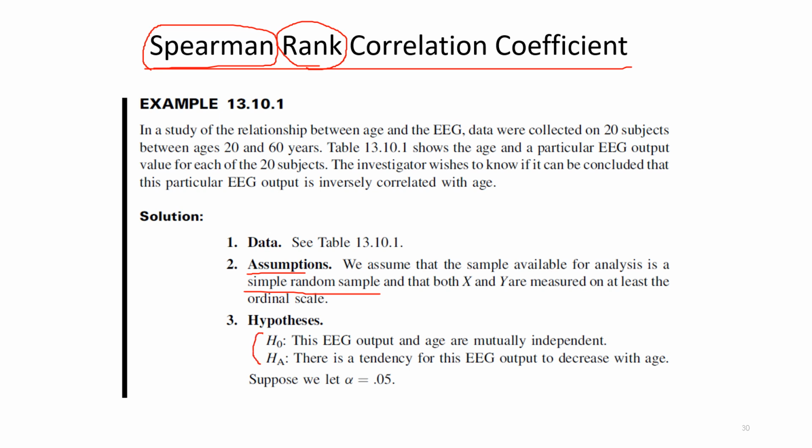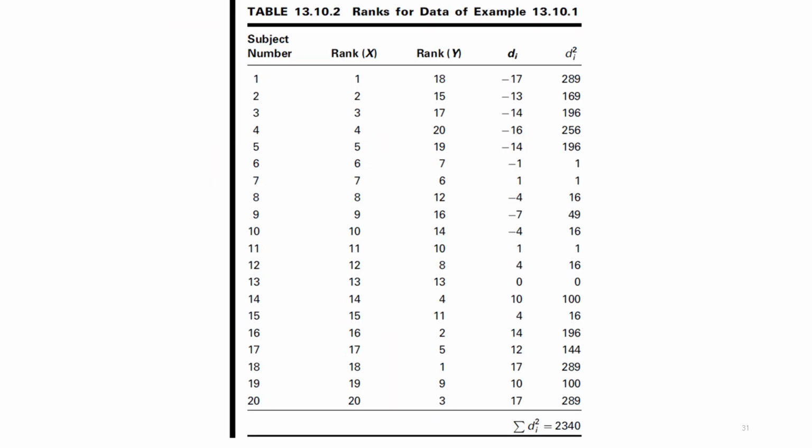So the hypothesis: EEG output and age. With the two variables, one variable is EEG output, and the other is the age of the patients. The null hypothesis is that they are mutually independent, meaning they don't show any trend. But the alternative hypothesis is that there is a tendency for EEG output to decrease with age. So as age increases, the EEG value may decrease, okay? Alpha is 0.05. Then how do we calculate the Spearman rank correlation?